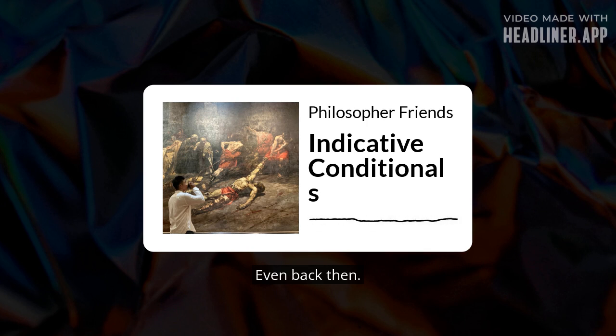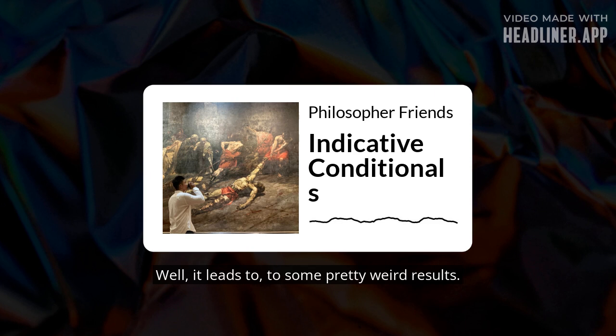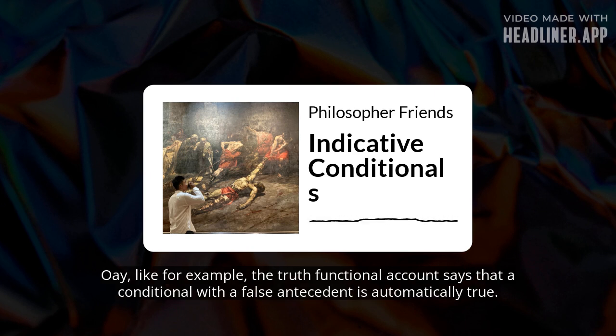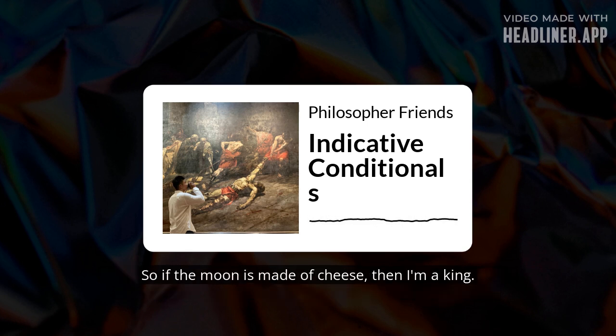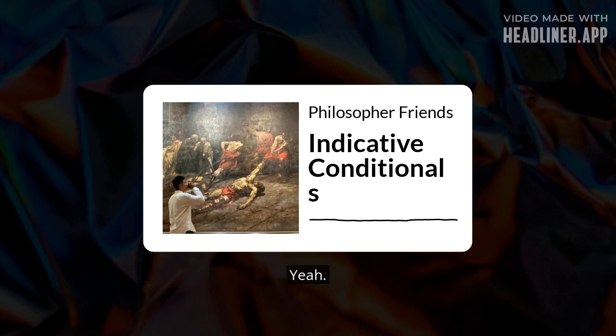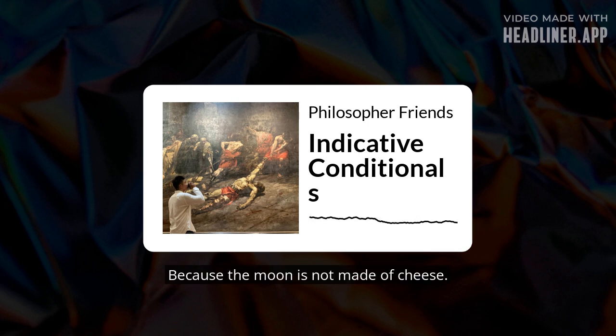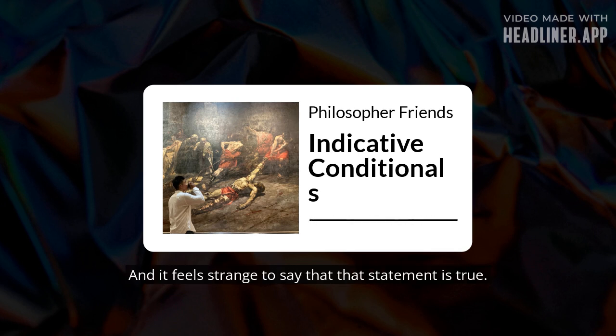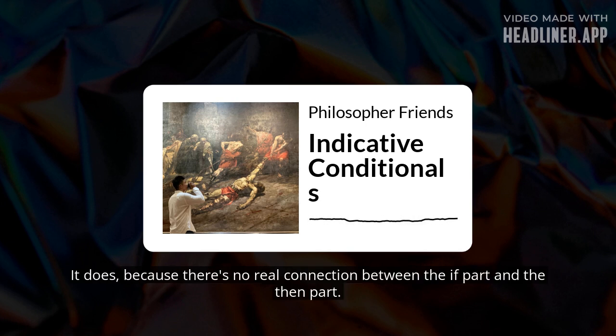Even back then, that seemed a little bit odd to me. Well, it leads to some pretty weird results. For example, the truth functional account says that a conditional with a false antecedent is automatically true. So, if the moon is made of cheese, then I'm a king, is true, because the moon is not made of cheese. And it feels strange to say that that statement is true, because there's no real connection between the if part and the then part.